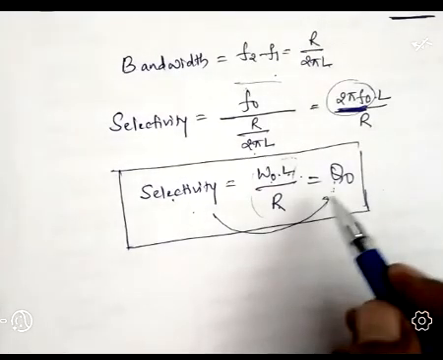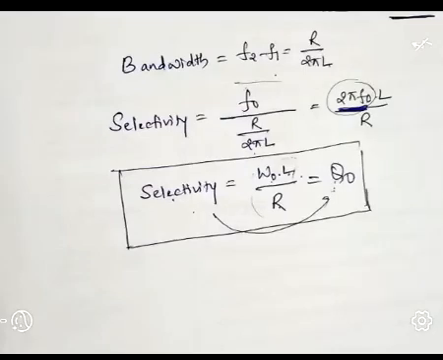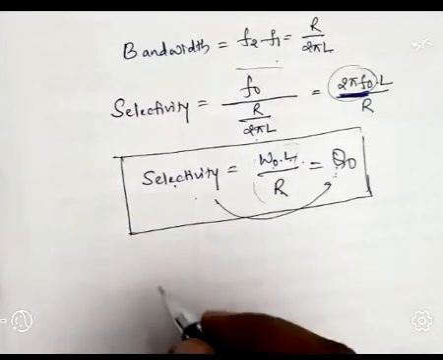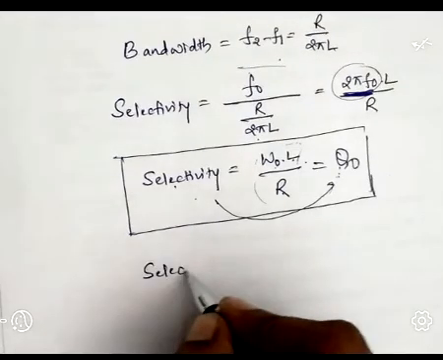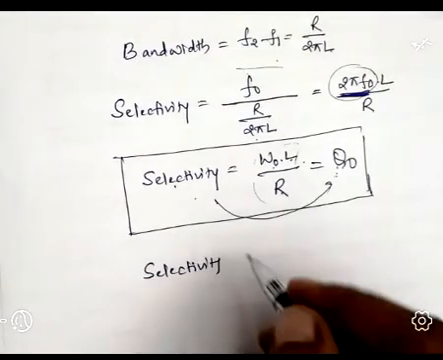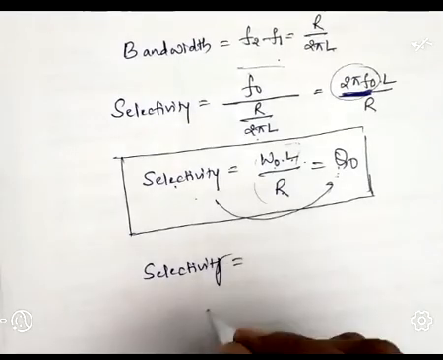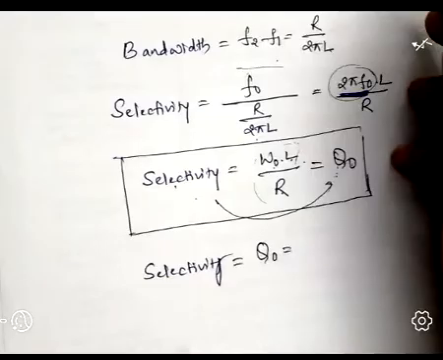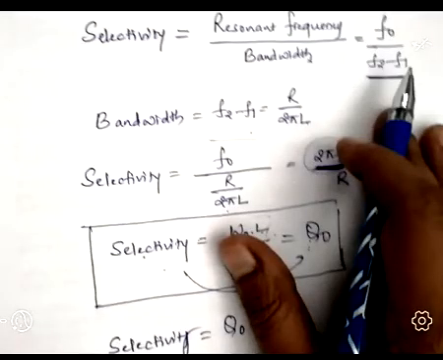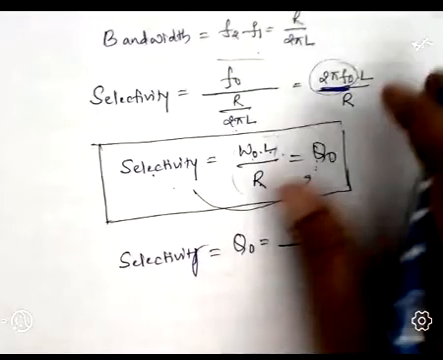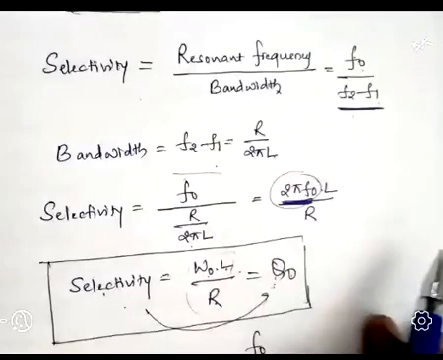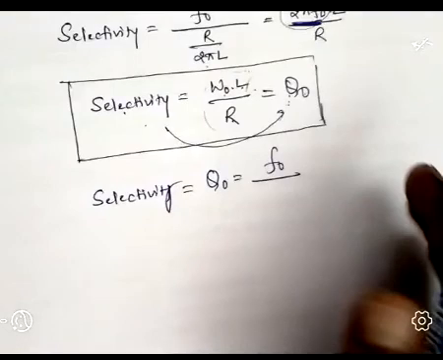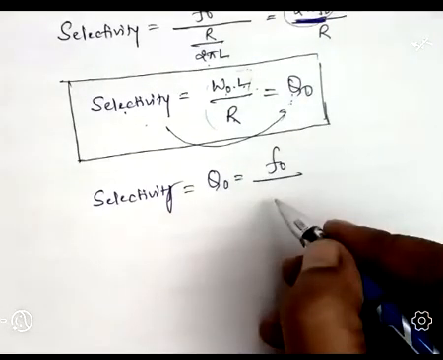Once again we can link with bandwidth. So once again I will write one more term, selectivity. Selectivity is equal to Q naught, which is equal to F naught by F2 minus F1. F2 minus F1 is nothing but bandwidth.